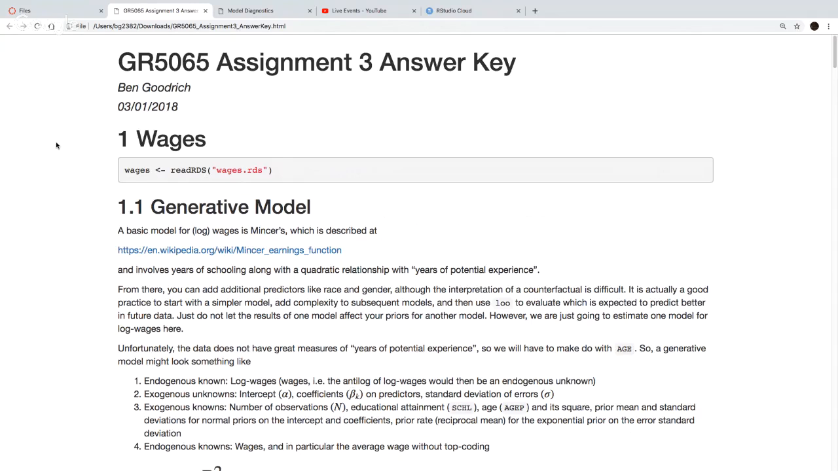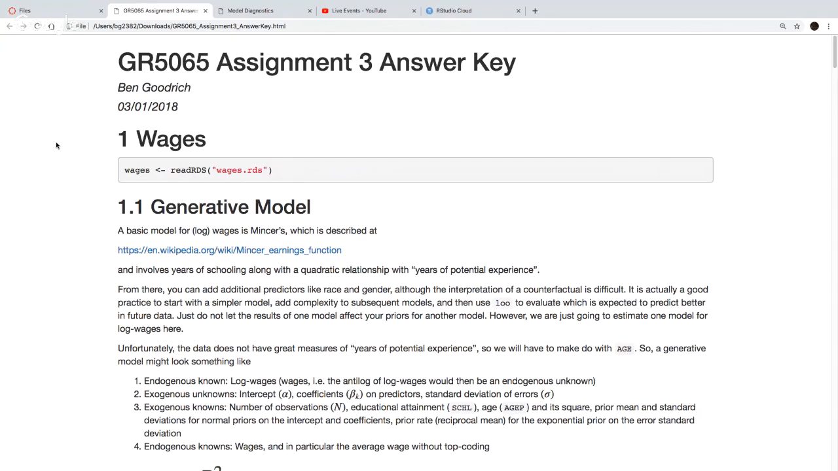In this case, it's going to be log wages. And so if log wages is the endogenous known, then wages would be an endogenous unknown that you can get the distribution of if you had some model for log wages. The exogenous unknowns in a linear model: the intercept, the coefficients, and sigma, the standard deviation of the errors.